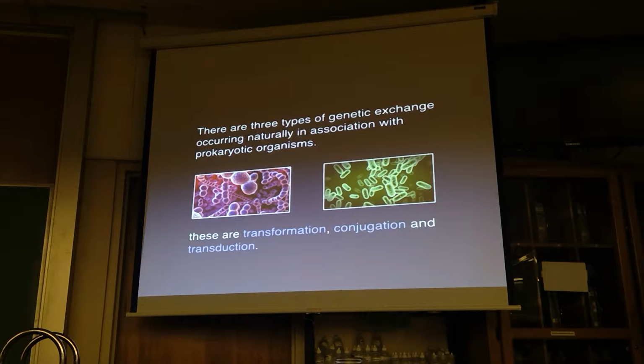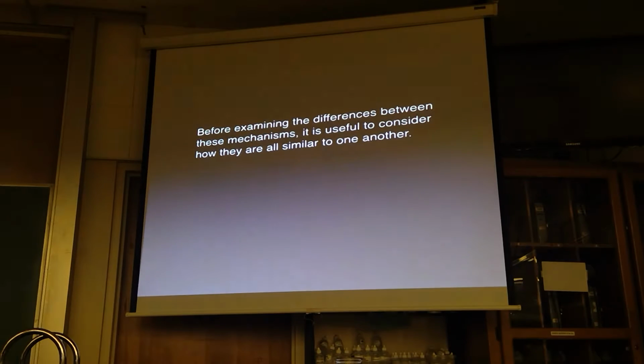So the 3 mechanisms of genetic exchange for horizontal gene transfer are called transformation, conjugation, and transduction. Remember I told you guys, watch out for the trans words? You get transcription, translation, transposons, transposase. Now we've got transformation and transduction. Oh my word. Watch out for the trans words.